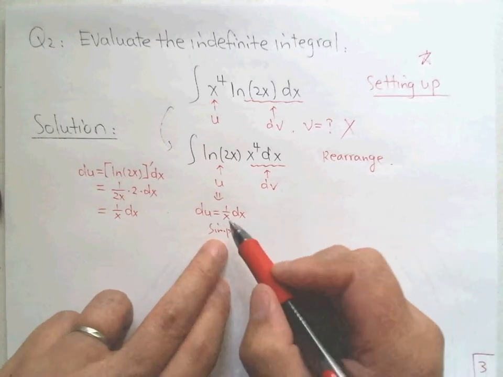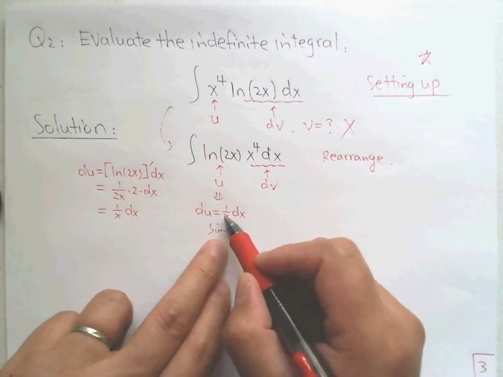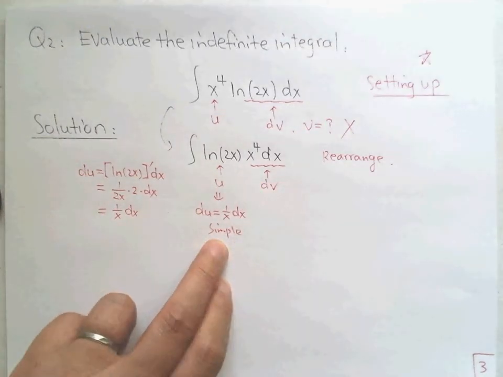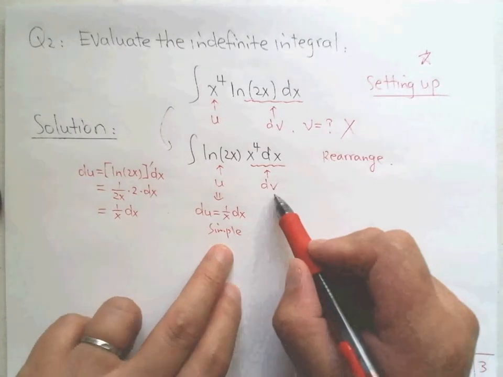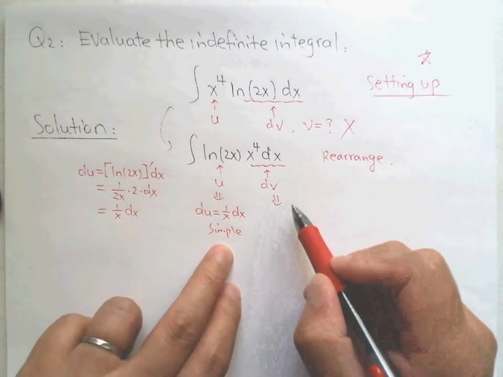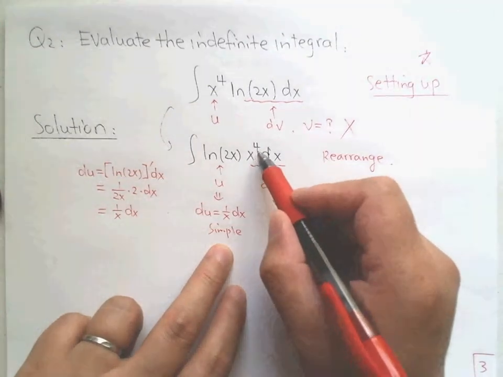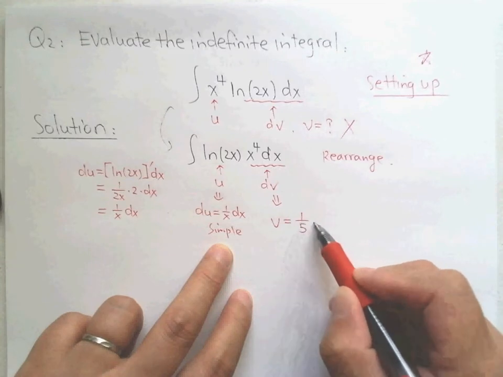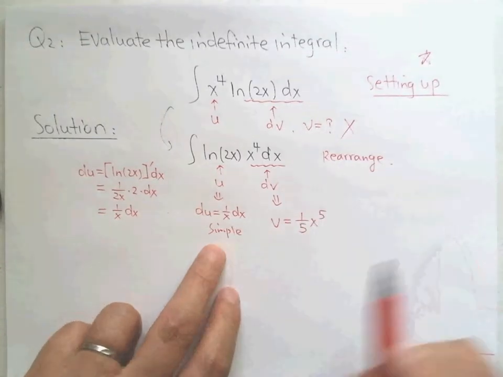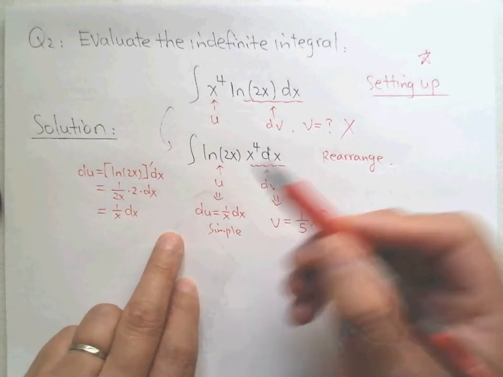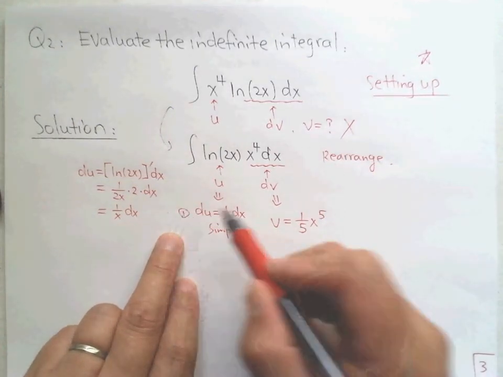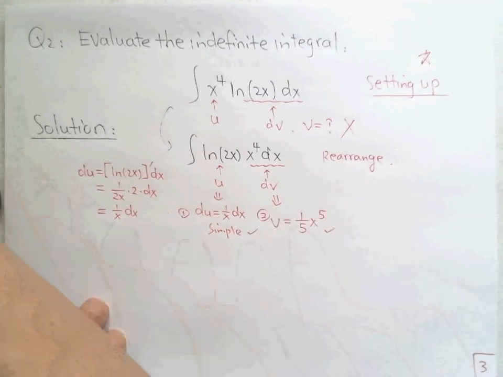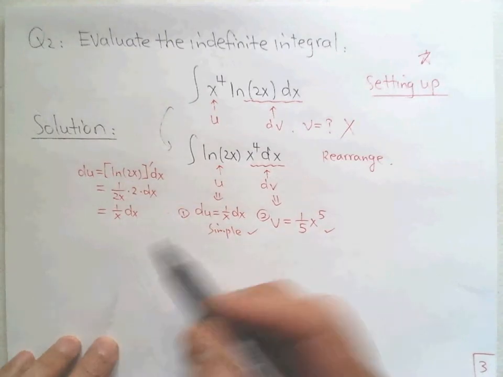Is this simple? Of course you say this is simple. The derivative of u, 1 out of x, the reciprocal function, is much simpler than the logarithmic function. Everyone knows, right? Good. And then is this resolvable? Yes. After we integrate, v is 1 out of 5 x raised to the 5th power. So good, we have both. We log into the formula.